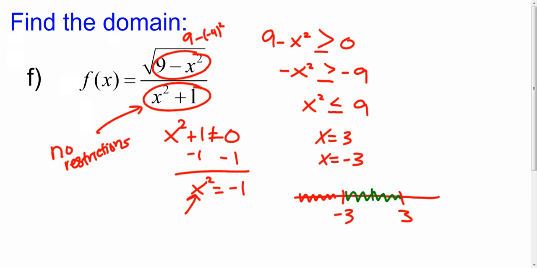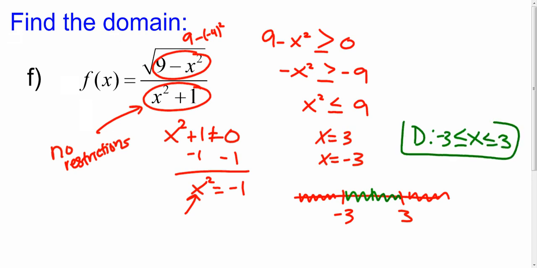And then let's test a number that's bigger than 3. So let's test 4 again. 9 minus 4 squared would be 9 minus 16. -7, can't take the square root of -7. So test some numbers on either side of those is the easiest way to think about this. But in this case, I know that my domain has to be between -3 and 3. I have no restrictions in my denominator, so I don't need to worry about that.